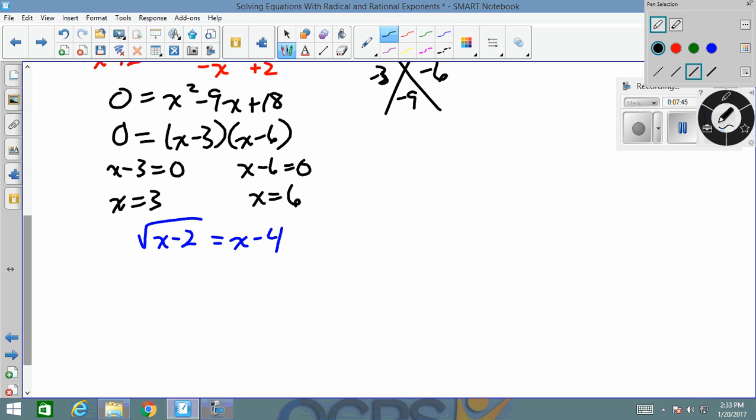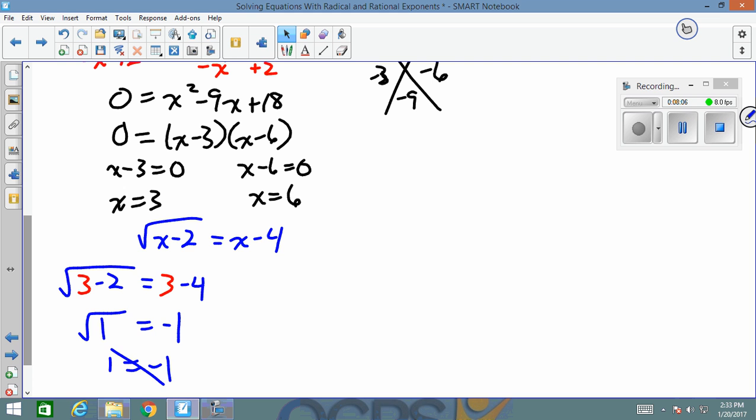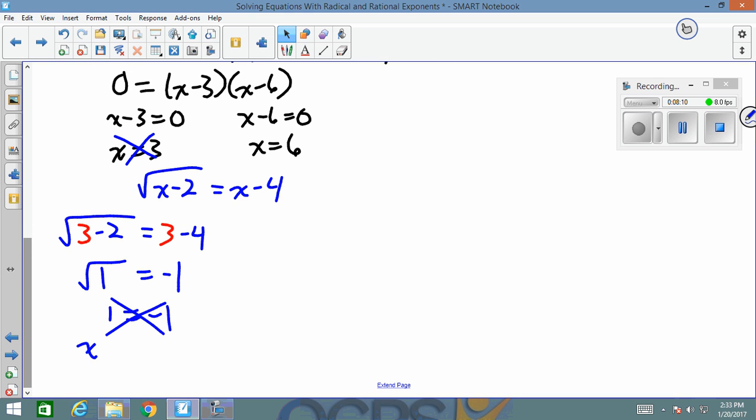Okay. What's the square root of 3 minus 2 equals 3 minus 4. So the square root of 1 equals negative 1, which is 1 equals negative 1, which does not work. So that means that x equals 3 is not a solution. Is it clear anyways? Okay, then we're going to do it again.